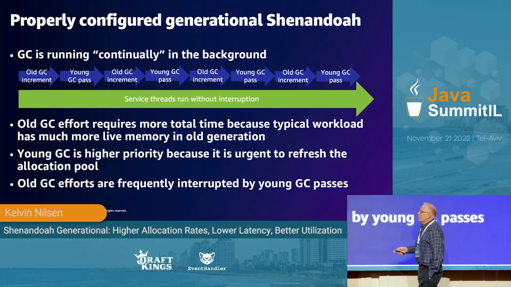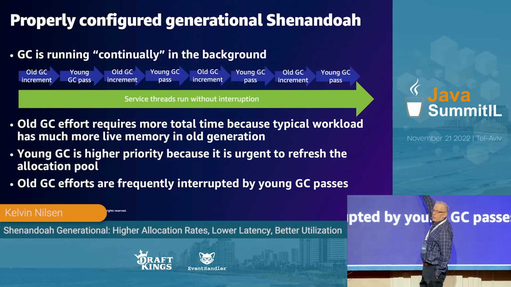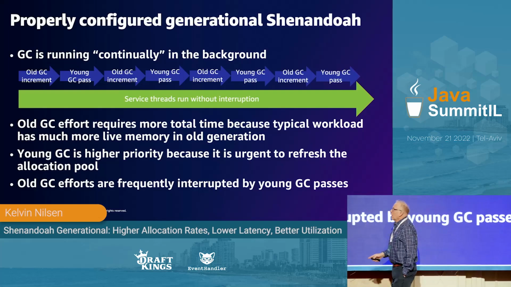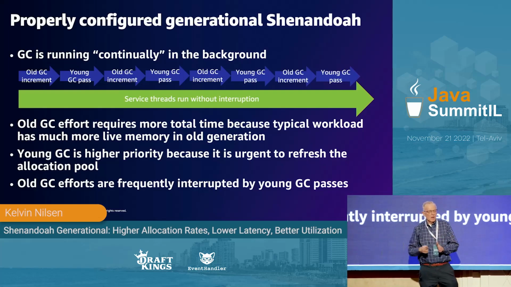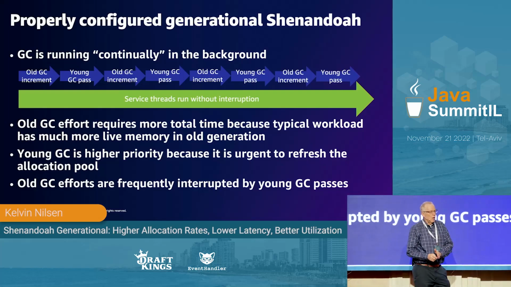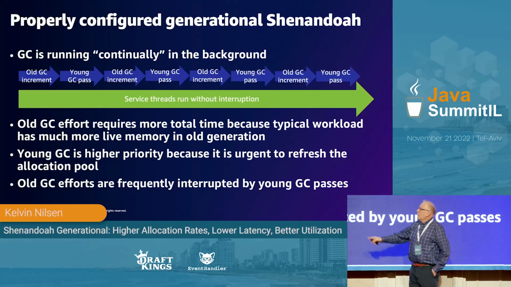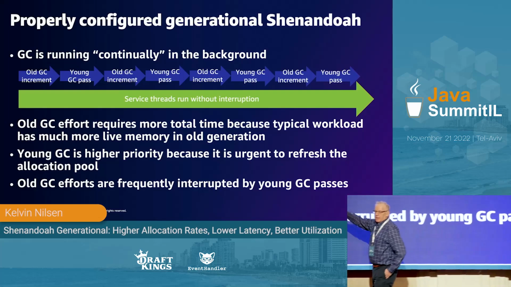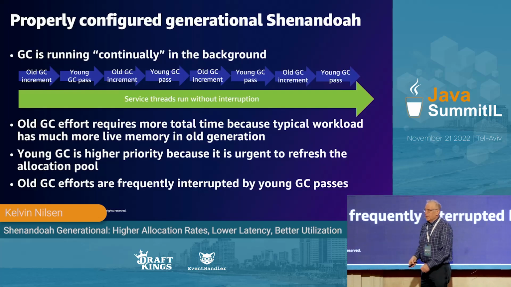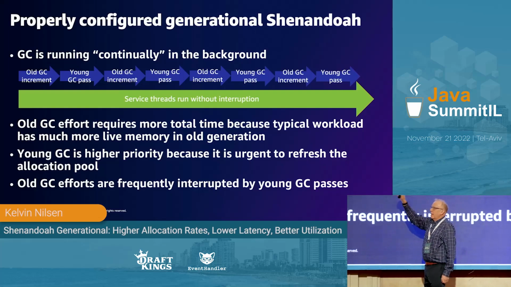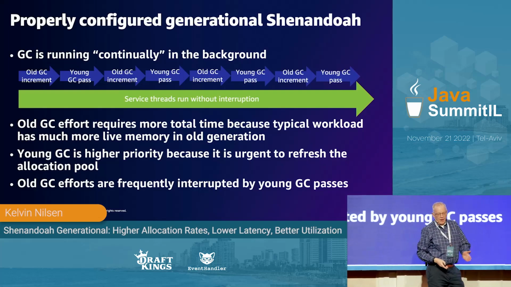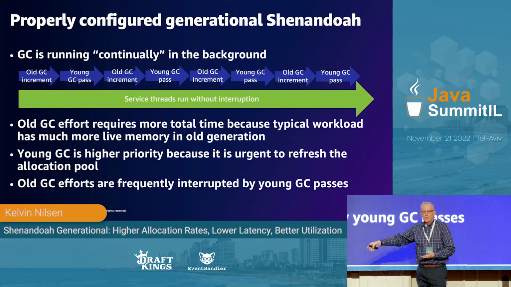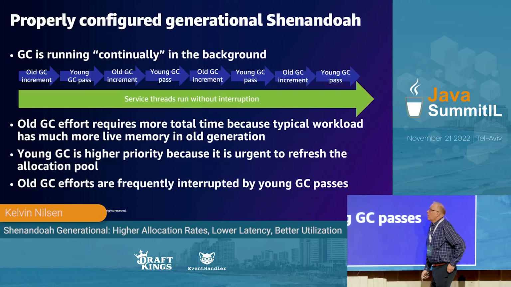When you're running, the service threads continue without interruption. We do an increment of old gen collection. It's a big effort, lots of old gen memory, so we don't do it all at once. When the young gen says, hey, I'm about to run out of memory, it preempts the old gen and does a young gen collection. Then it finishes, it's replenished the young pool, and the old gen concurrent marking resumes. And on we go.